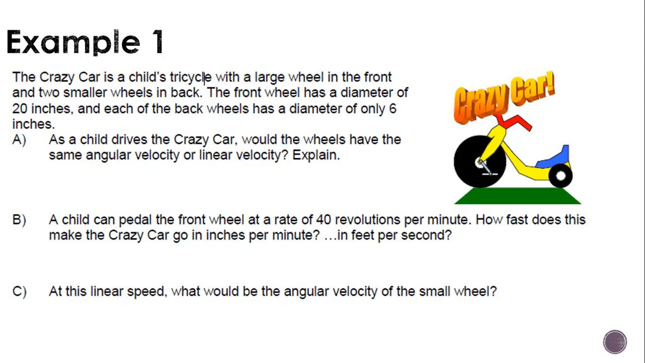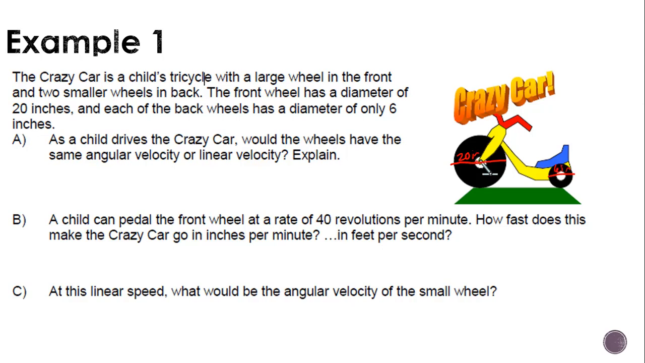With a large wheel in the front and two smaller wheels in the back. The front wheel has a diameter of 120 inches. Y'all got to do this one day. 20 inches, you're funny. And each of the back wheels has a diameter of 6 inches. As a child drives the crazy car, would the wheels have the same angular or linear velocity?